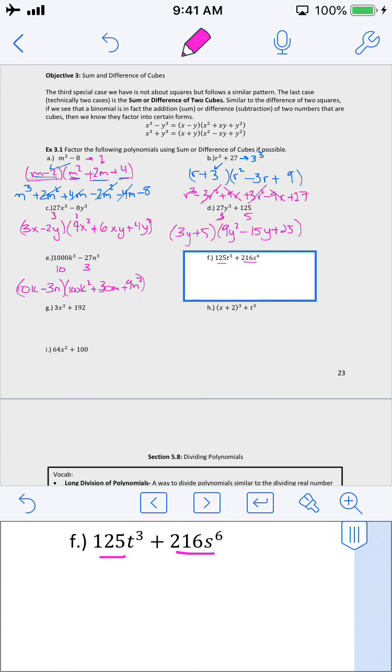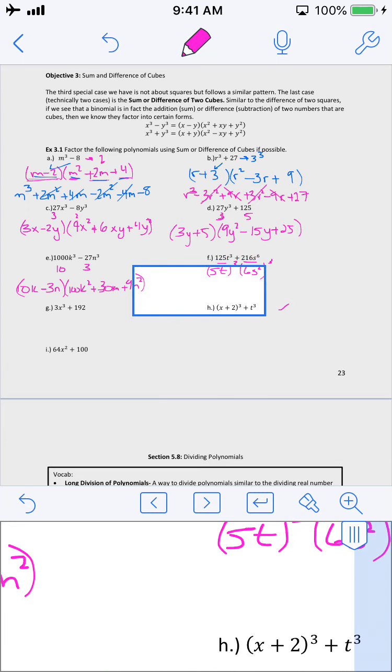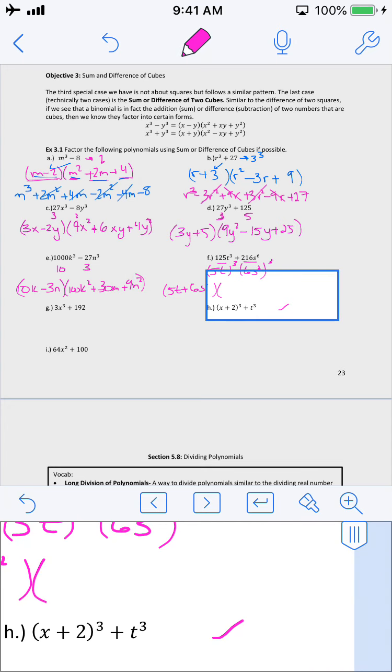Here, interesting, I have an s to the 6th on the end here, but I've seen this thing before, right? We had an x to the 4th. This is the same idea. So here, this is 5t cubed. This is 6s squared cubed. So this whole thing has been cubed. So I'm just going to treat that like it was 5 and 6. So here, that would be 5t plus 6s squared are my singles. And then 25t squared, 1 squared, 36, but then s squared squared would be s to the 4th.